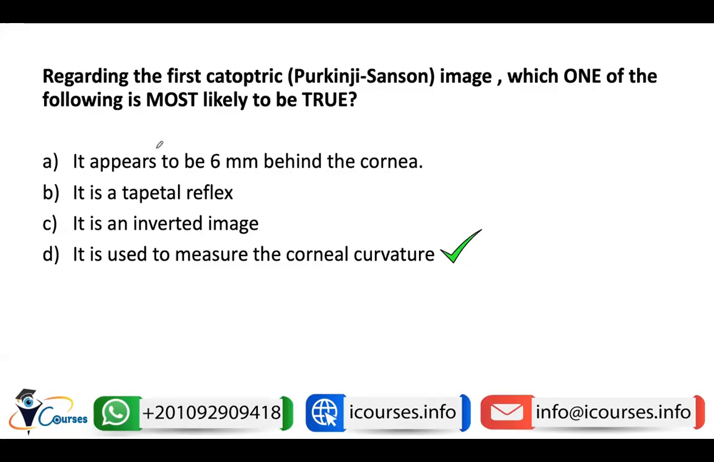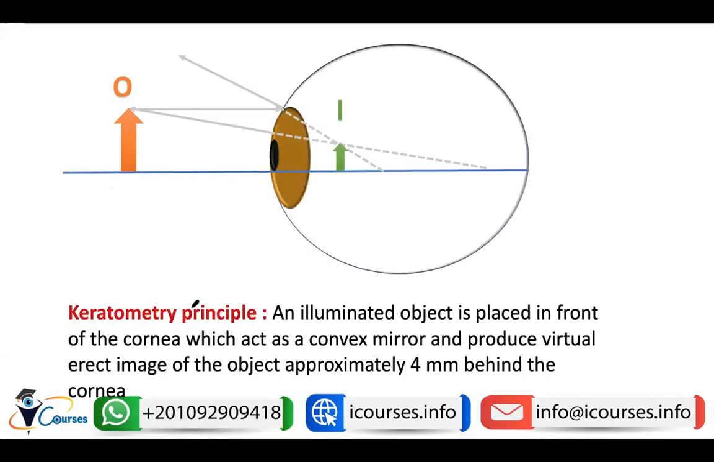So for this question, the first Purkinje-Sanson image, which is the image reflected by the anterior corneal surface, appears behind the cornea, but it is not 6 millimeters. As we will mention in the keratometry principle, it will be only 4 millimeters behind the cornea. This is the object, and this will be the image.